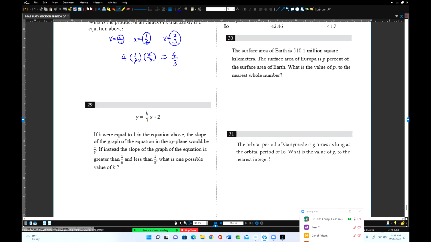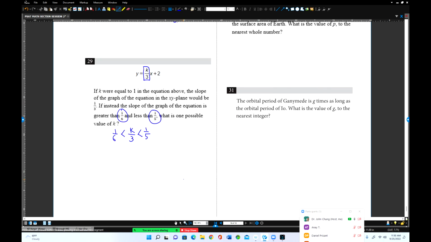Number 29, we have k/3 x, that is linear, and this is the slope. But instead of a slope k over 3, they make the slope between 1/6 and 1/5. What is one possible value of k? That's right. k over 3 must be greater than 1/6 but less than 1/5.